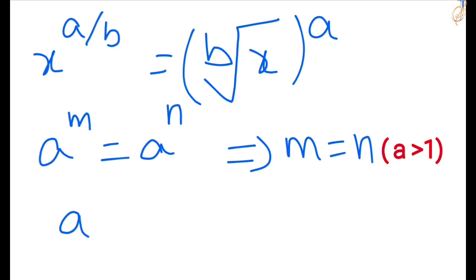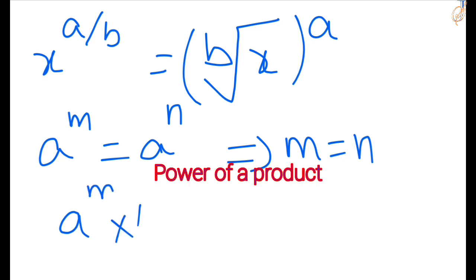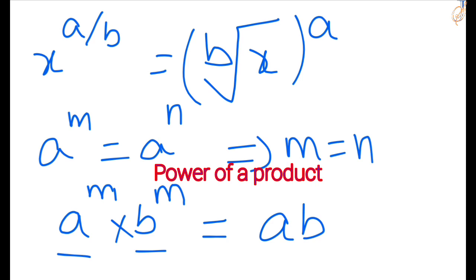A power m times b power m. When we have different bases with the same power, we can multiply the bases, then we use the powers to solve the expression. So that means you have to first multiply the bases, different bases, then use the powers to solve any expression. Let's go with the examples.